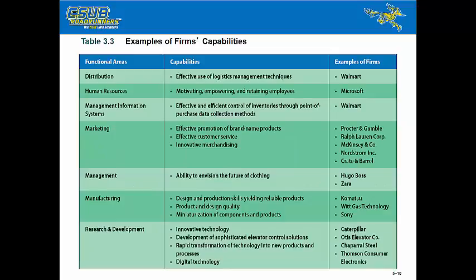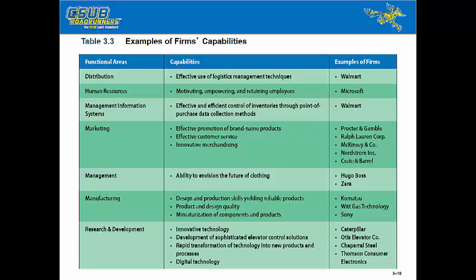So some examples of firm capabilities: distribution, effective use of logistics management techniques. Walmart is great at this. They're also great at management information systems, so effective and efficient control of inventory using things like point of purchase data collection methods. Walmart's a great example of innovation and core distinctive competencies in that regard. Human resources: motivating, empowering, and retaining employees. Microsoft is particularly good. They have a very strong culture of innovation and motivation among employees. So that's another type of distinctive capability.